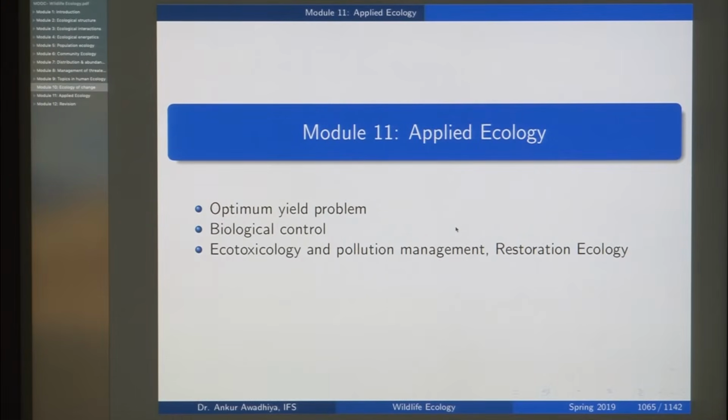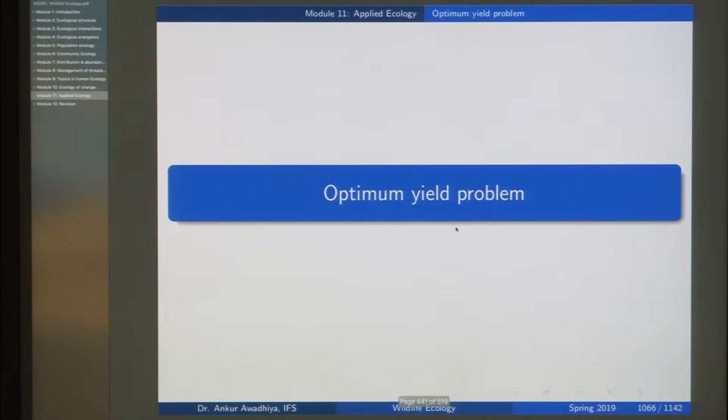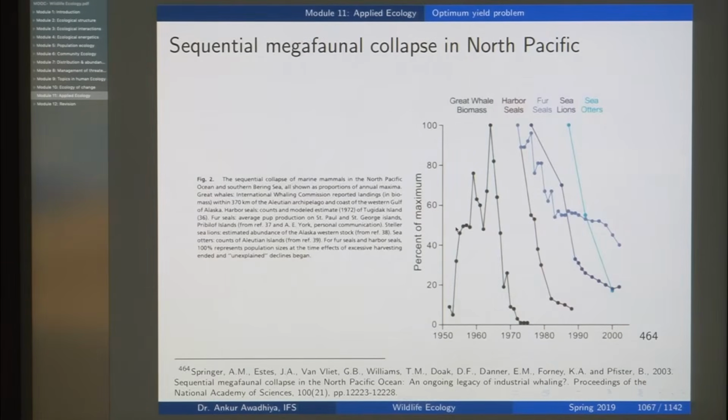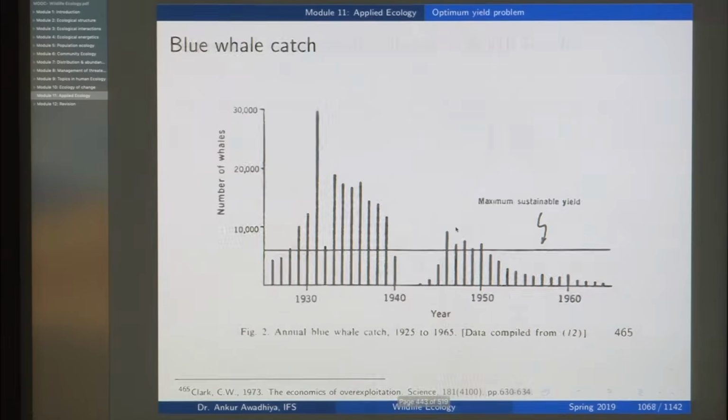Now, in the final module we looked at applied ecology, optimum yield problem, biological control and ecotoxicology, and pollution management along with restoration ecology. Now, for the optimum yield problem, we began with looking at different megafauna or large sized animals whose populations are collapsing one after the other, because once we have brought one particular species' population down, we then change our taste and go with another species and begin poaching the second species.